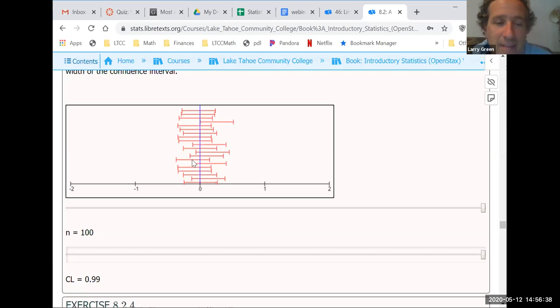And in the best of all worlds, you could have a large sample size, small margin of error, and a very high level of confidence. But there's issues with all three of them. Okay? So any questions on this idea? Any questions? Okay, and there's no answer, by the way, to make everything wonderful all the time. That doesn't happen.